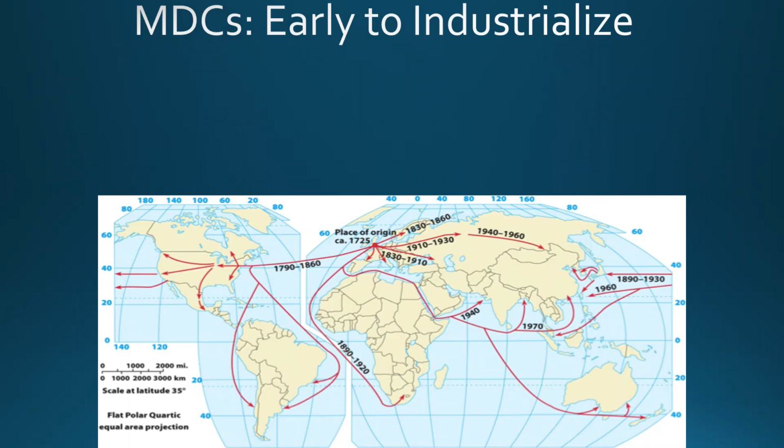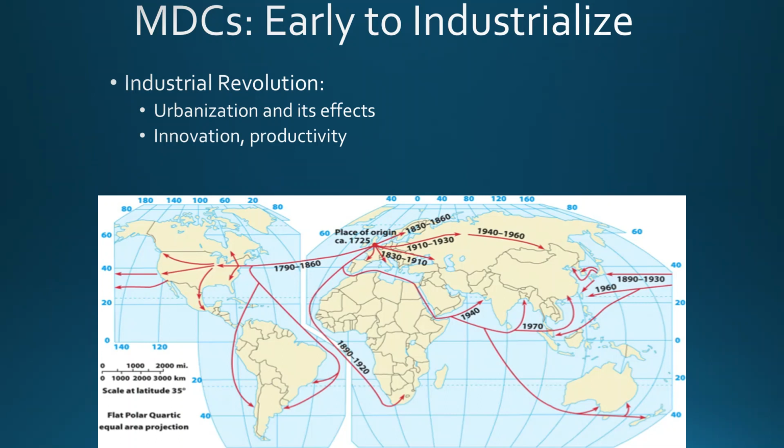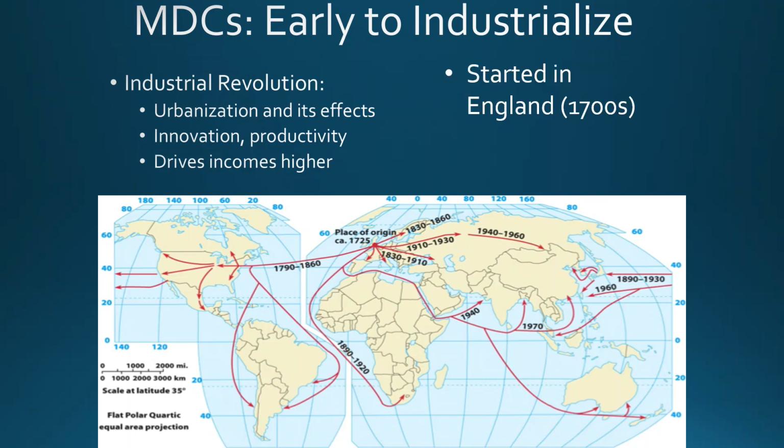The more developed countries on the planet were the first to industrialize during the Industrial Revolution, which saw a lot of people moving to cities, living together, and that has an effect on innovation and productivity, and that coupled with fossil fuels also drove incomes higher. So we have where it started in England in the 1700s, and then moved throughout Europe and to the USA next. That was the first wave of industrialization.